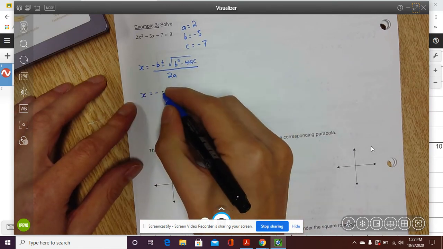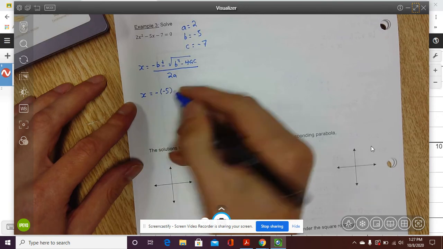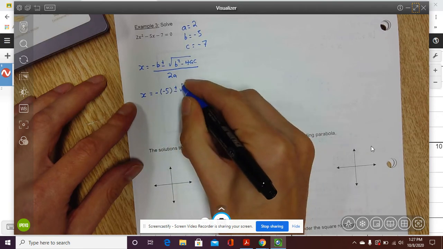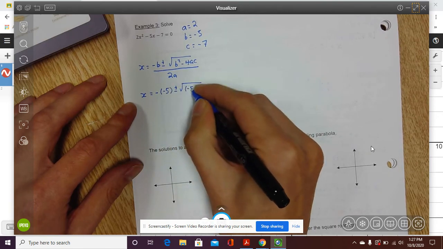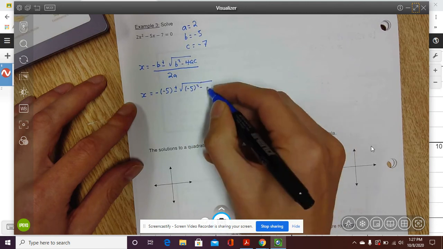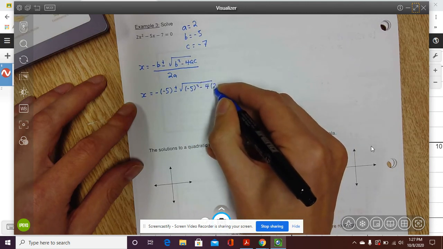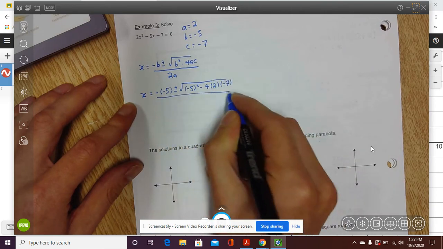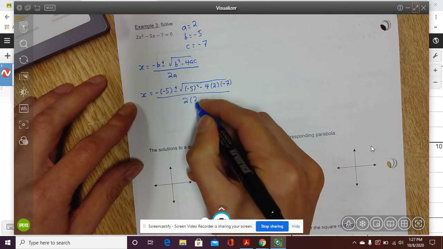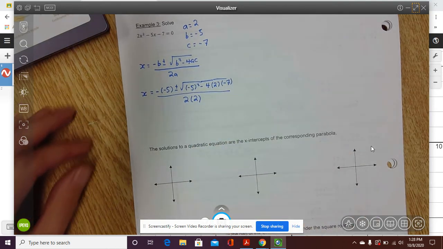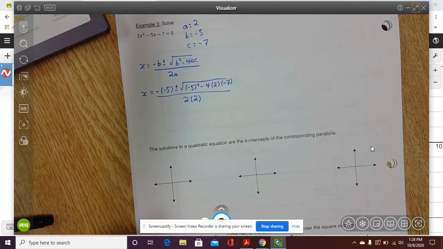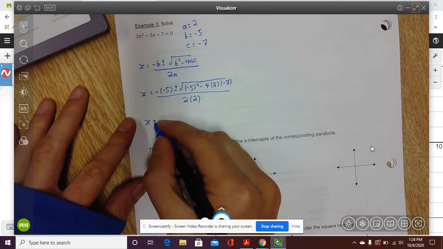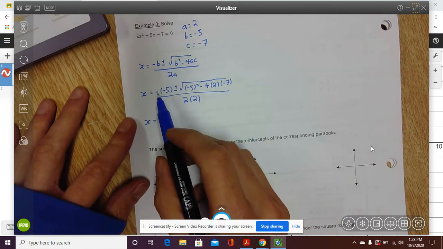Again, the parentheses are crucial. So -(-5) plus or minus the square root of (-5) squared minus 4 times a times c, all over 2 times a, which was 2. So my first step is just to plug in a, b, and c everywhere it goes into the quadratic formula, and then I'm going to simplify. Especially I want to be careful when I simplify these signs.